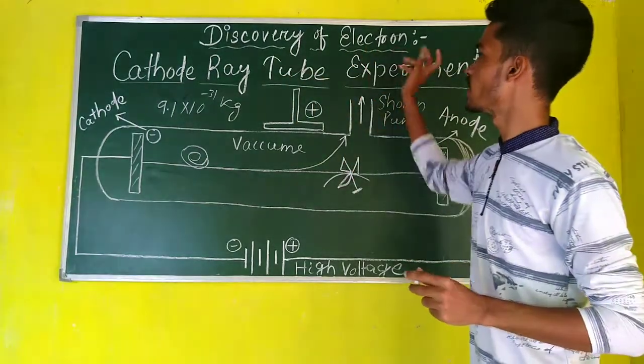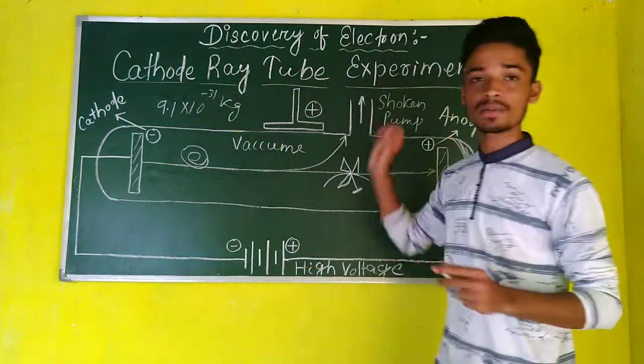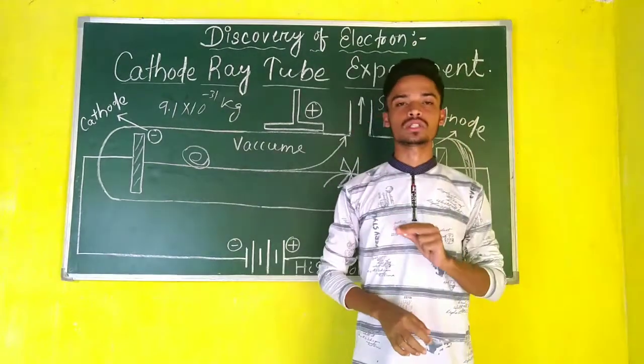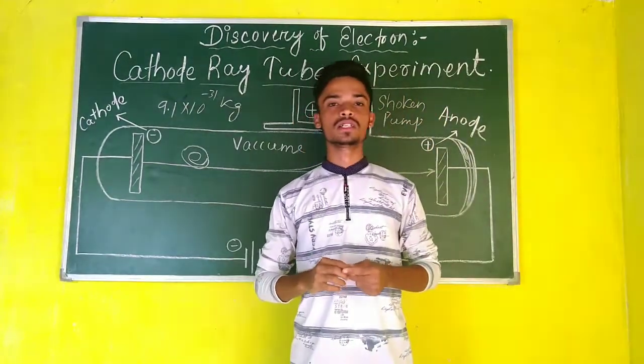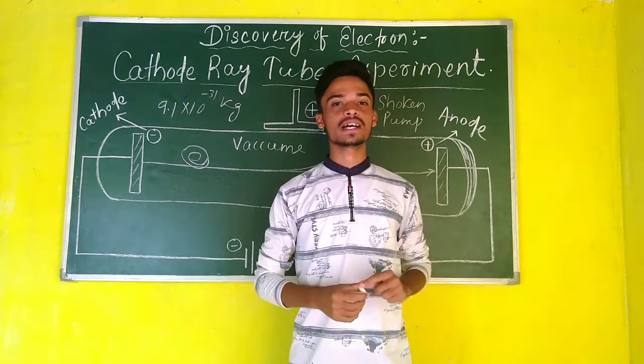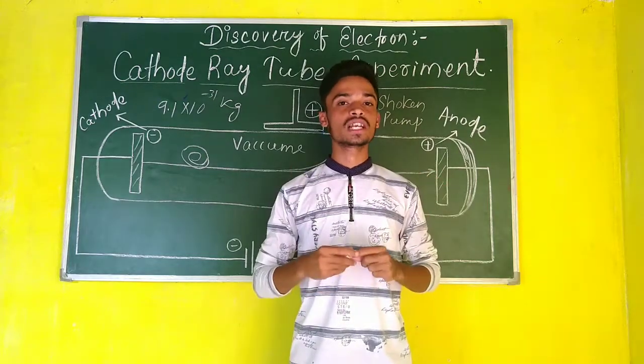So this is all about the discovery of the electron through the cathode ray tube experiment by J.J. Thomson. So comment to me about this class. This is an interesting class of atomic structure, 11th class chemistry.